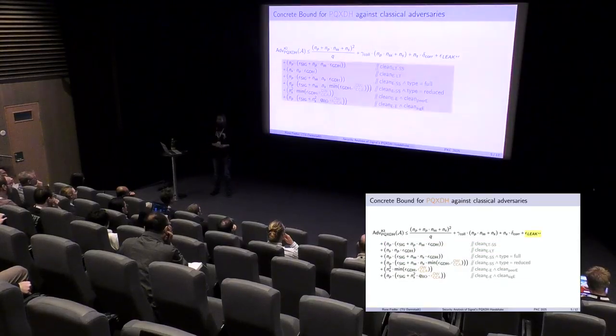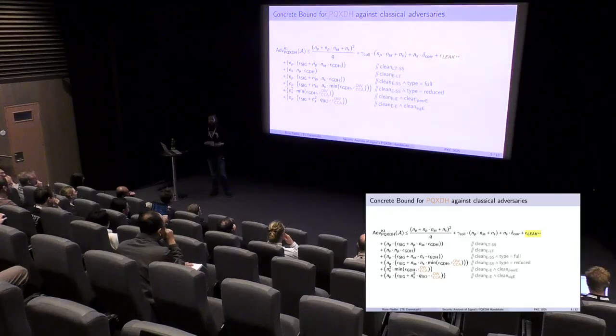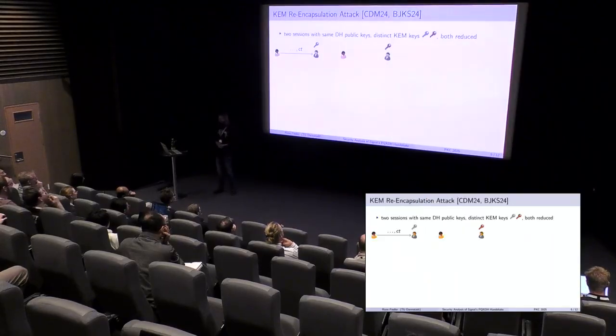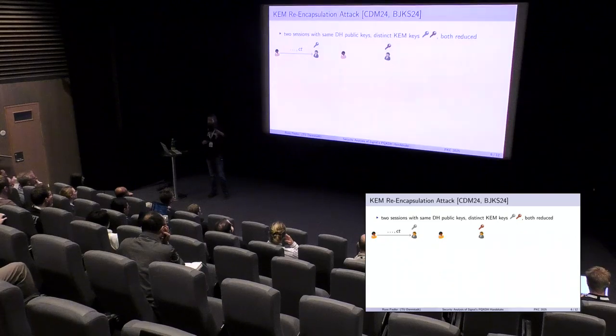Next, I would like to draw your attention to this term here, the leak plus R term, because this is the term that prevents the CAM re-encapsulation attack. And before I keep talking about the CAM re-encapsulation attack without you knowing what it is, let's walk through it. The setting is as follows. We have 2 sessions between Alice and Bob.